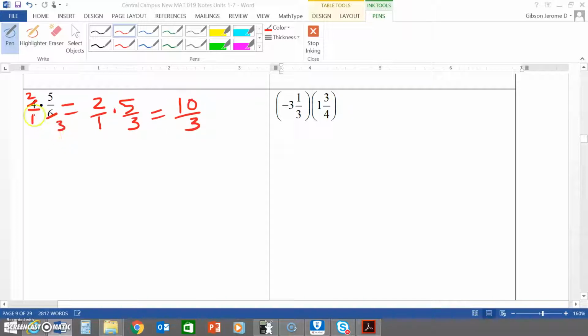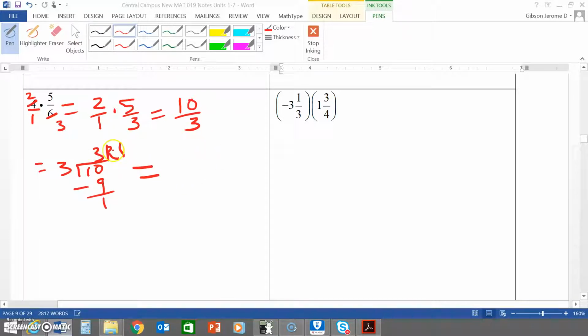3. Now, since our problem started off with a whole number, I should have said start off with a whole number or a mixed number. Since we could change this to a mixed number, let's do that. We would take 3 into 10. 3 goes into 10 3 times. 3 times 3 is 9, and you have a remainder of 1.